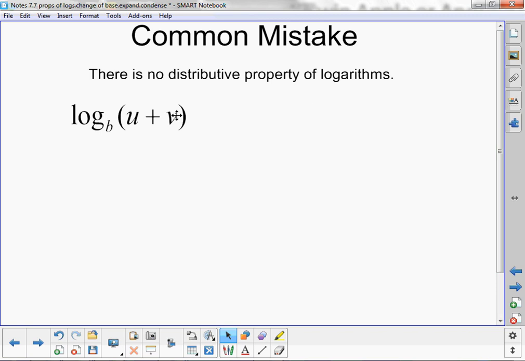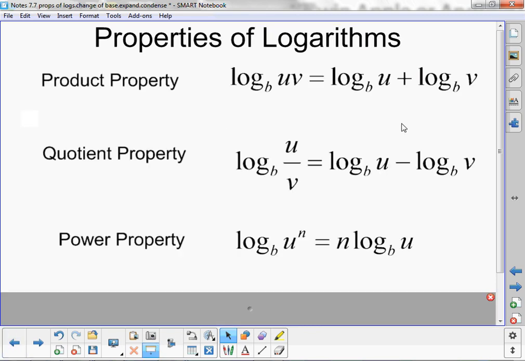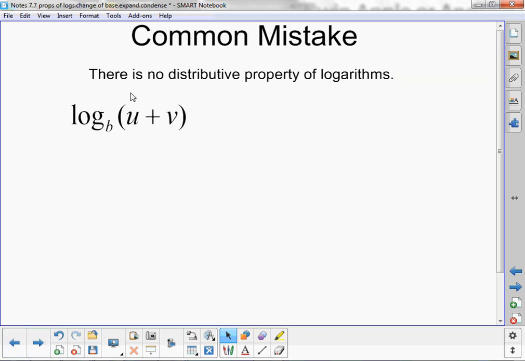Common mistake here: there is no distributive property of logarithms, so please don't have this equal to log base b of u plus log base b of v, because the only way that works is if you have a multiplication. There's a product property, there is no sum property, so please don't do that.